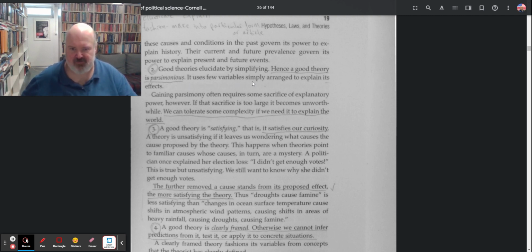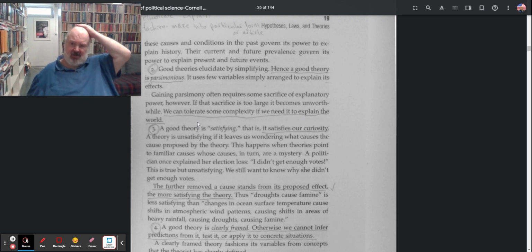It uses few variables simply arranged to explain its effect. Gaining parsimony requires some sacrifice of explanatory power. However, if the sacrifice is too large, it becomes unworthwhile. We tolerate some complexity if we need to explain the world.